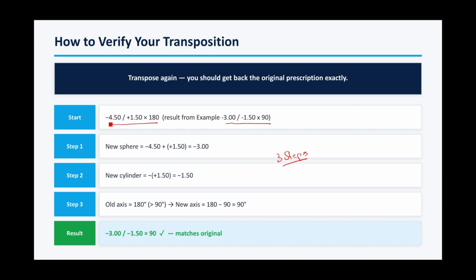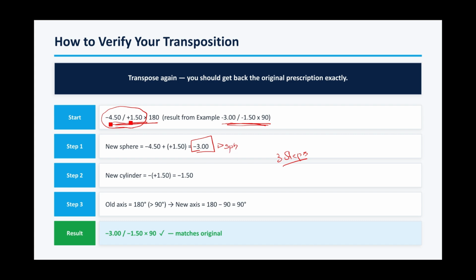So to verify it, all you have to do is transpose this. So if you transpose this, we must end up with this. Okay, so let's see if our theory is correct, whether we have done correctly. So let's transpose again. What is the first step? Algebraic addition of the sphere and cylinder. So minus 4.5 plus 1.5. What does that give? So minus 3. That is the value of the sphere.